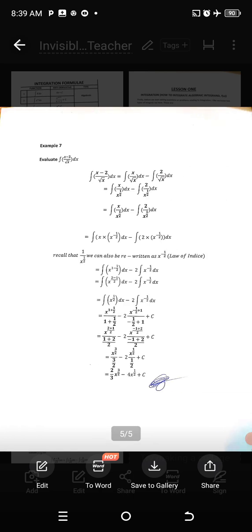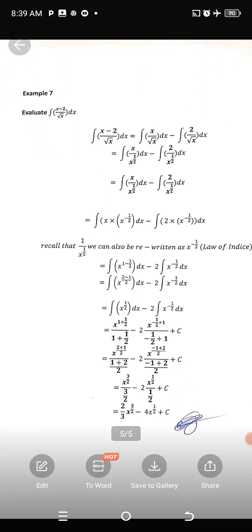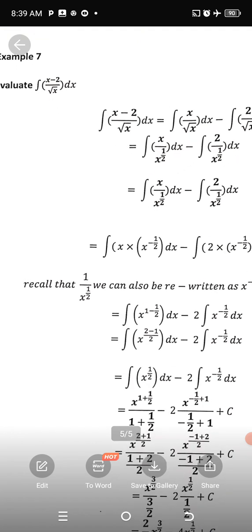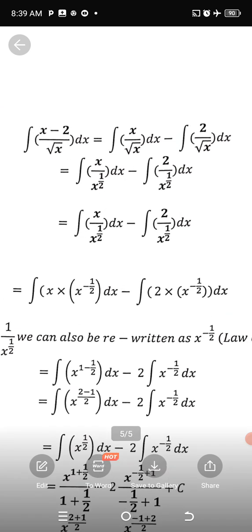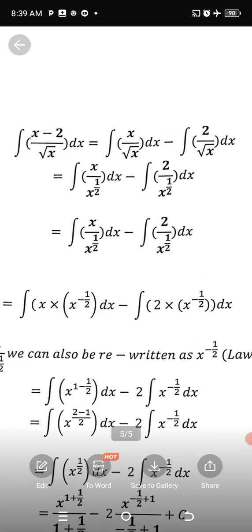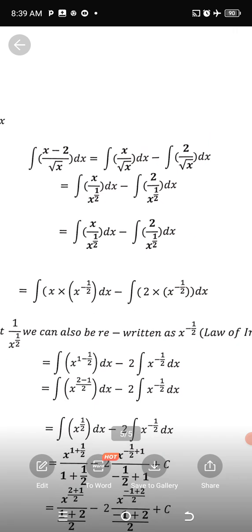And we go to the last example for this lesson, for this subtopic. So you have to evaluate these two. You apply the same principle. You first split this function into subfunctions, using the integral symbol to separate them. So you can see integral x all over square root of x dx minus integral 2 all over square root of x dx. Here too, you are going to apply the law of indices to solve after splitting.